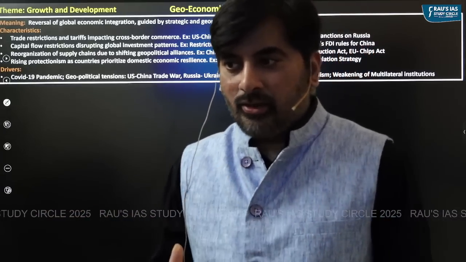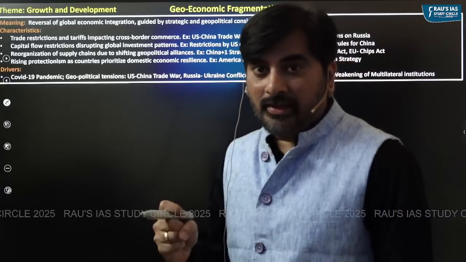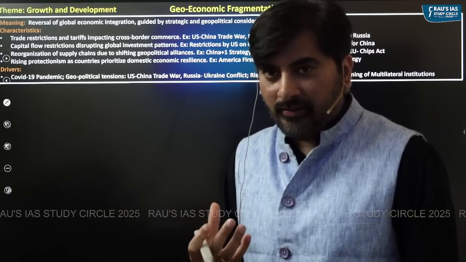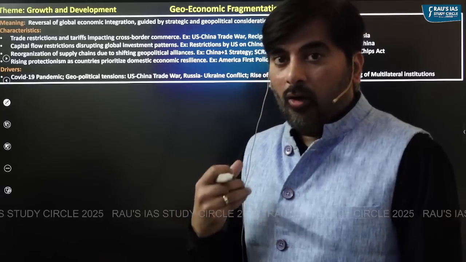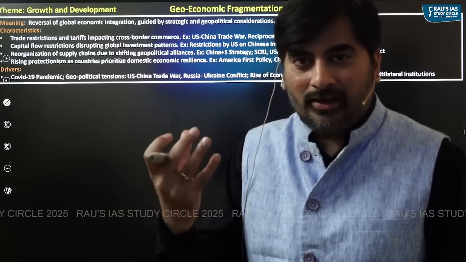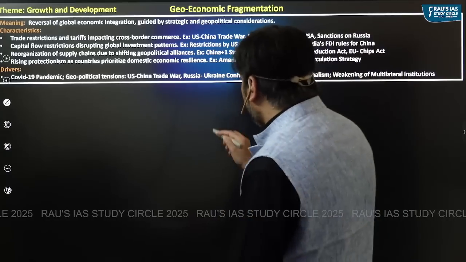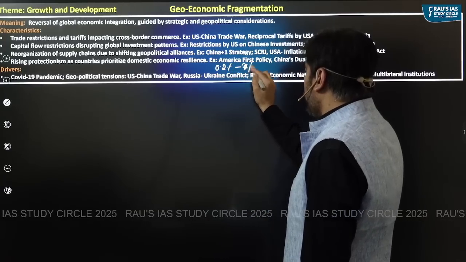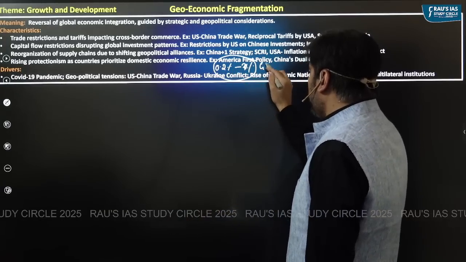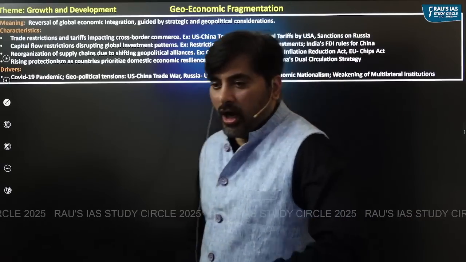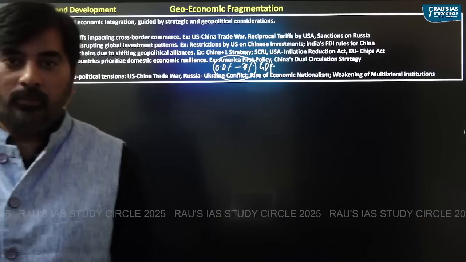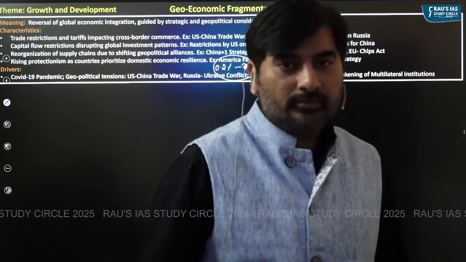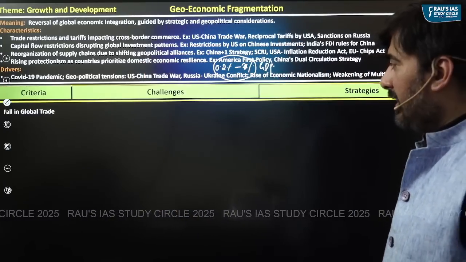Before that, let me tell you, the IMF has carried out a detailed study of the impact of geo-economic fragmentation on countries. Depending upon how well a country is integrated into the global economy, the IMF has said that the country can face a loss ranging from 0.2 to 7% of GDP. So obviously that is a threat for the Indian economy. So what are the challenges for the Indian economy?